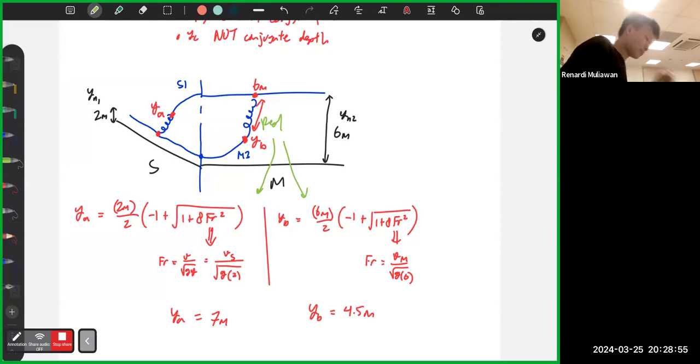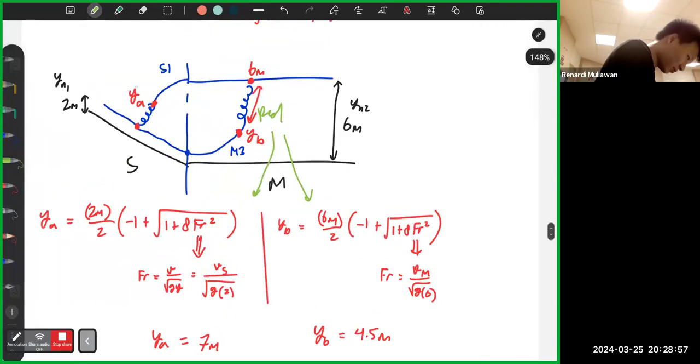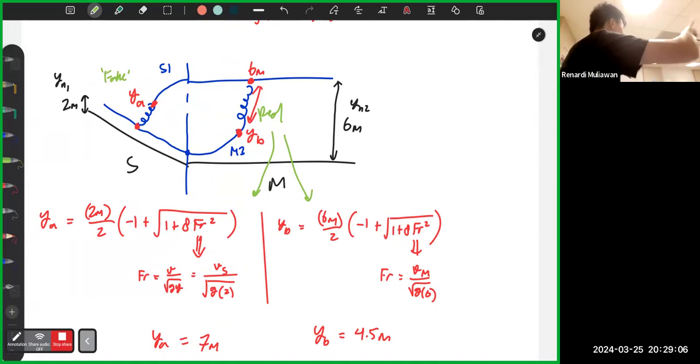Okay, this one is the quote unquote fake. It's not fake or real, actually. Both are possible. It just depends on the condition, like your normal depths. It's just nice, that value. Okay.